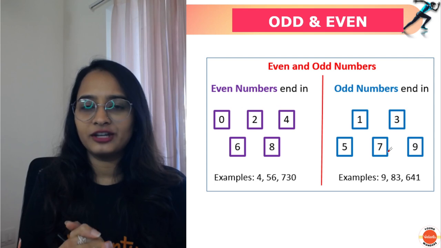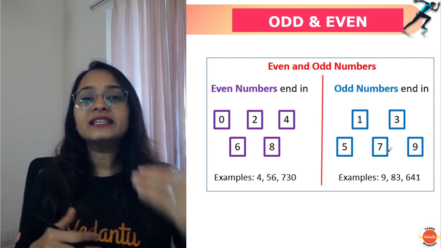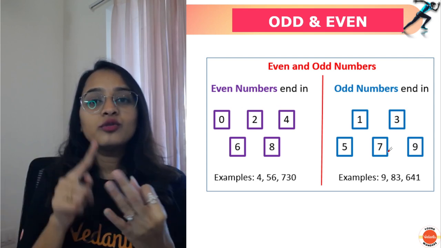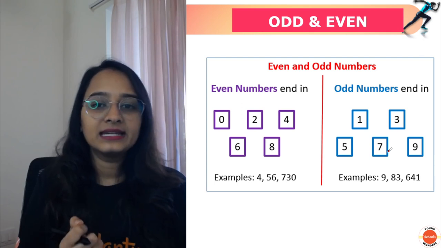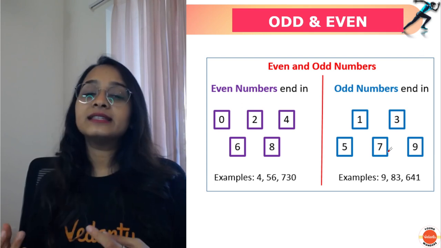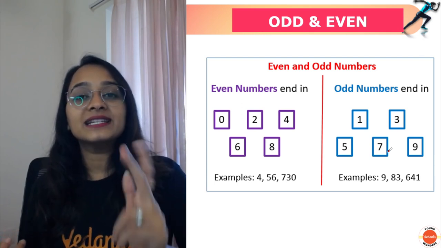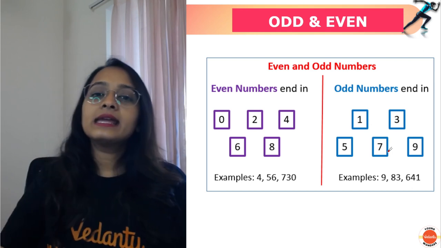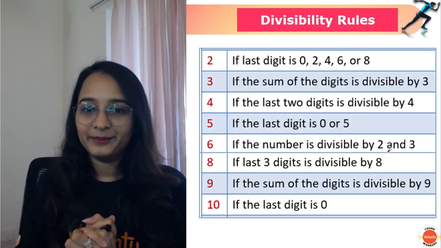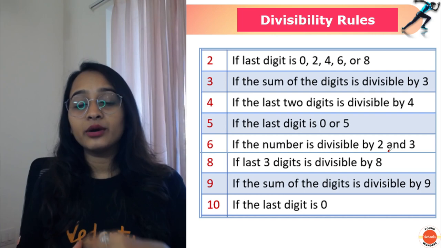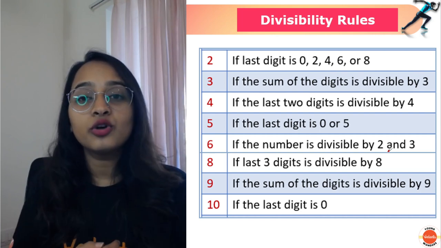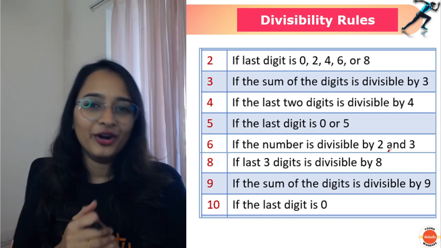You all know the definition of an even number. If it is ending with 0, 2, 4, 6 or 8, it's an even number. If it is ending with 1, 3, 5, 7 or 9, it has to be an odd number. Now, let's try to find out the divisibility rules of these even and odd numbers.